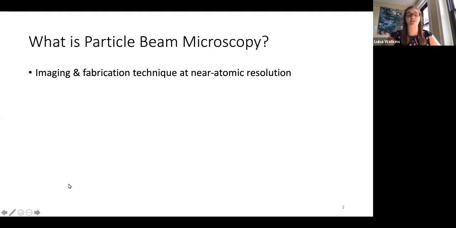So essentially, it's an imaging and a fabrication technique at near atomic resolution, meaning that we have very small samples that we're trying to either get images of or fabricate in certain ways. And they're very, very small, so they're near atomic. So this method is doing it at that resolution.